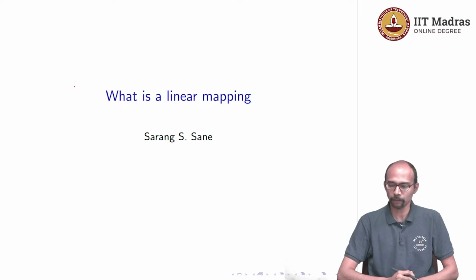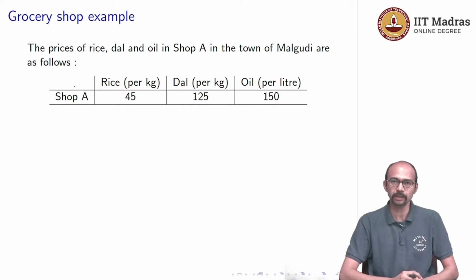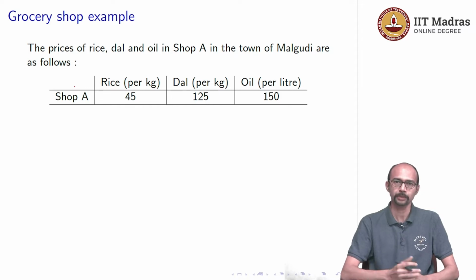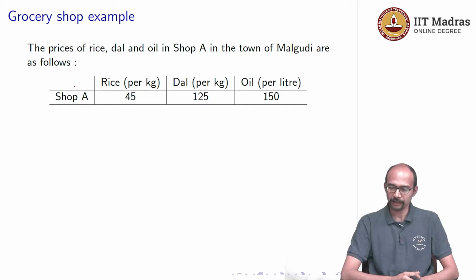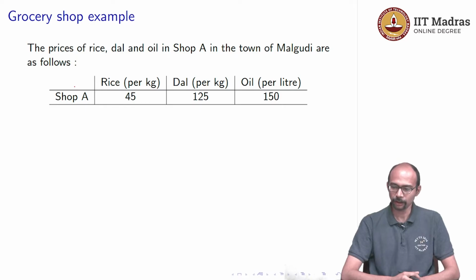In this video, we are going to talk about what is a linear mapping. So, let us start with an example. We have a grocery shop, a usual kirana shop that you go to, and let us say it is in the town of Malgudi. The shop is shop A, and we have three items that we are interested in: rice, dal and oil. The prices in shop A of these items are 45 rupees per kg for rice, 125 rupees per kg for dal, and 150 rupees per liter for oil.